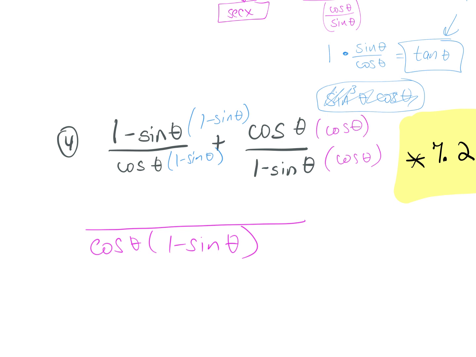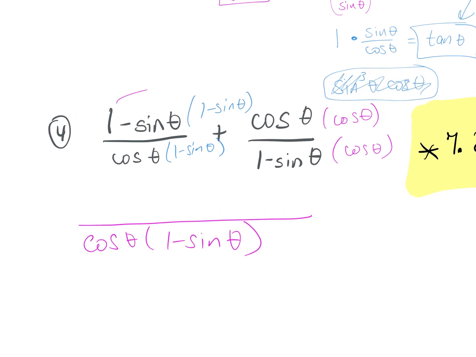Now this is a little different from a lot of the ones that we've done before. A lot of ones we've done before, when you FOIL, the middle terms cancel out. That's not going to happen in this case, but you guys will be fine. Watch. If I FOIL the top here, 1 times 1 is 1. 1 times negative sine is minus sine theta. Negative sine times 1 is minus sine theta. And negative sine times negative sine is plus sine squared theta. Everybody agree?